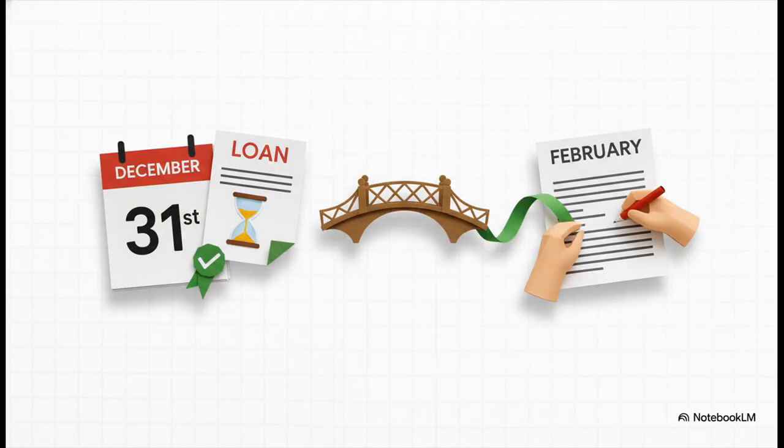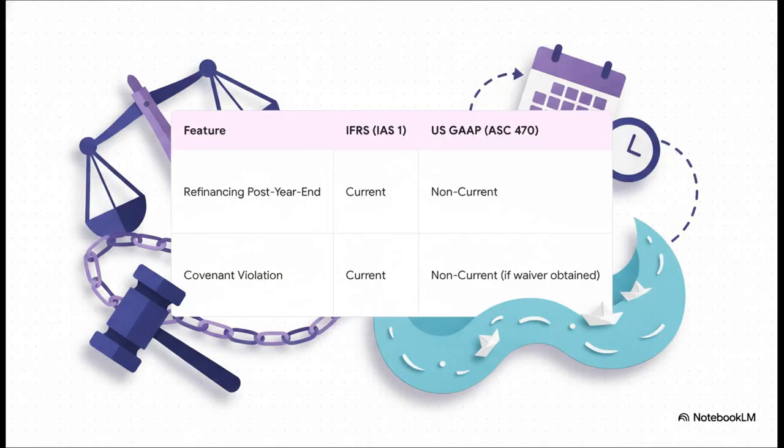But now, if we put on our US GAAP hat, we get a totally different result. That new loan agreement in February is allowed to reach back in time and cure the classification. Why? Because it proved the company had both the intent and the ability to refinance. So same company, same set of facts, completely different balance sheet. Pretty wild, right?